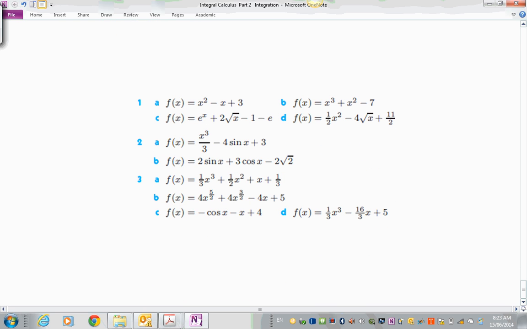Okay, so I hope you're building up some skills, because we need those. We're going to go further with rules of integration, and then we're going to look at some applications, some really useful stuff that we can do with it.